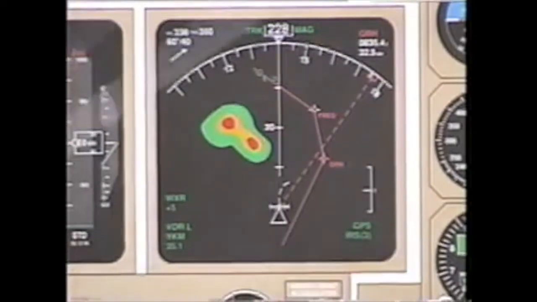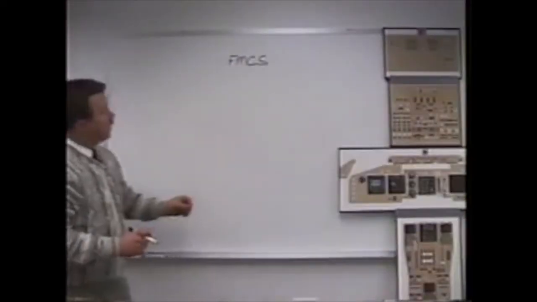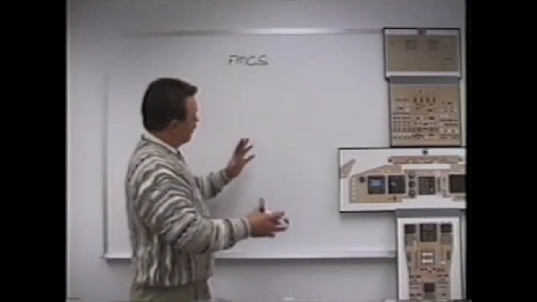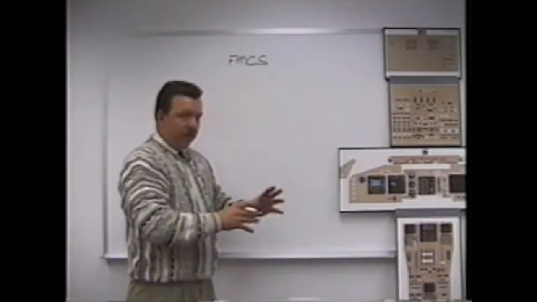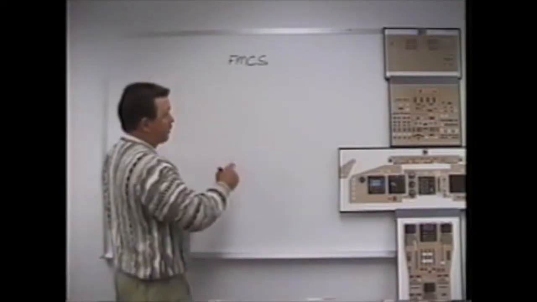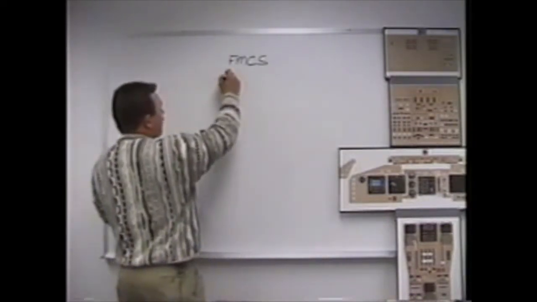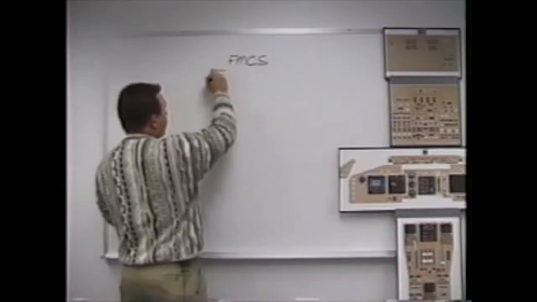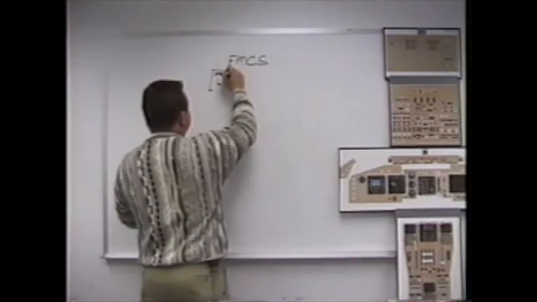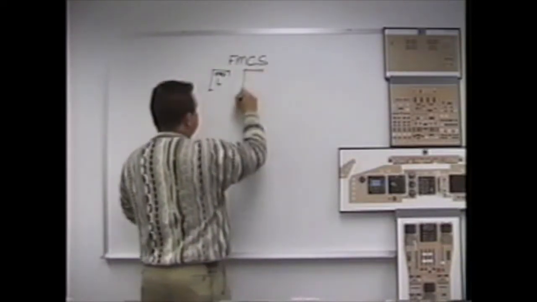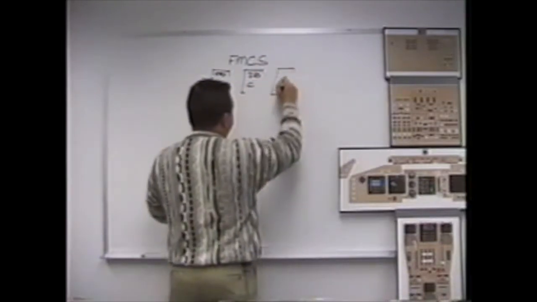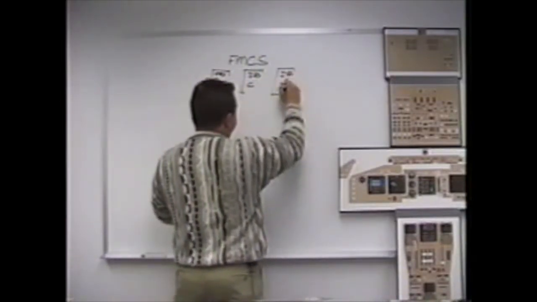IRS-3 GPS. Let's discuss now the big picture for the flight management computer system. We'll try to bring all the pieces into one big picture, talk about them individually as we go, and hopefully it'll come together. Flight management computer system. Start off with, let's talk about our IRSs. We've got 3 IRSs: an IRS left, an IRS center, and an IRS right.